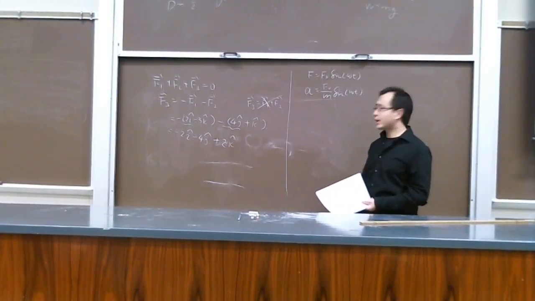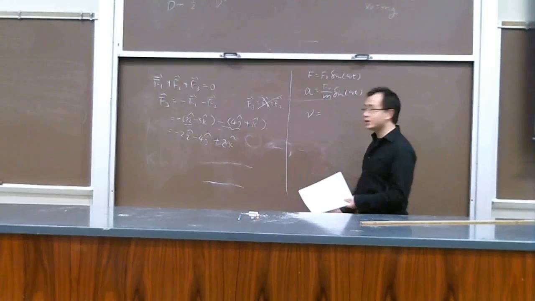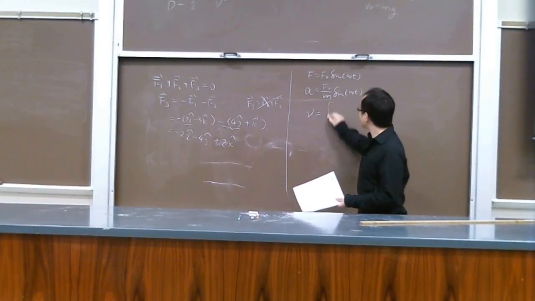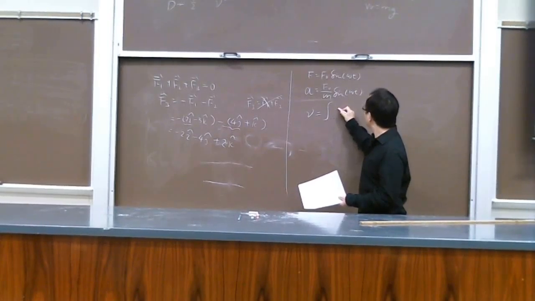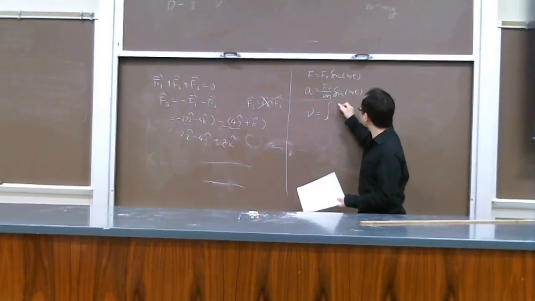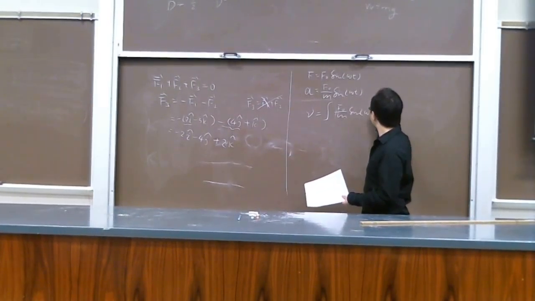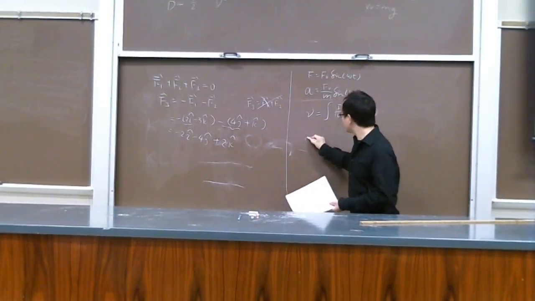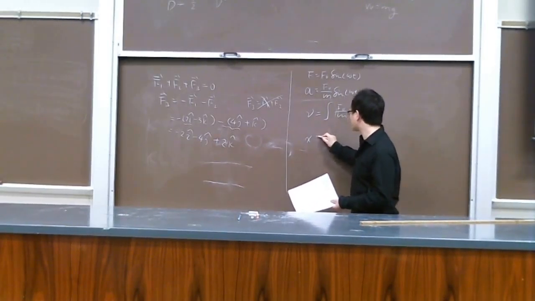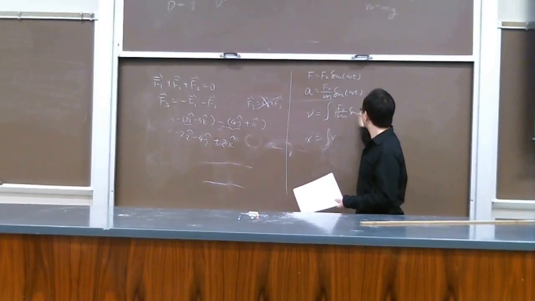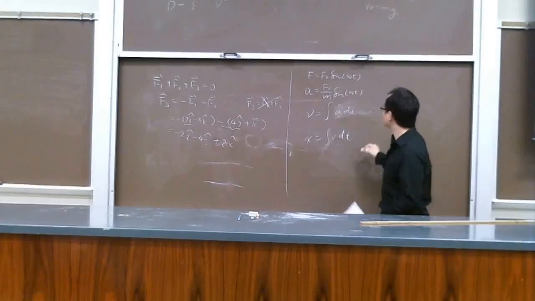So that's the acceleration function. Once you have the acceleration function, what is v? In general, it's an integral of the acceleration function. And the position function is just the integral of the velocity function, once you get the velocity function. We first write it as v dt.